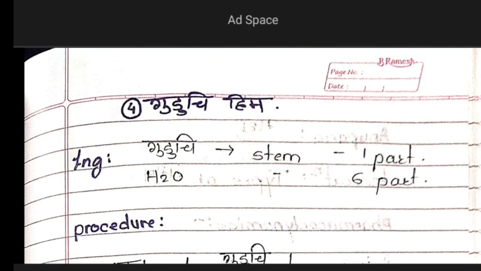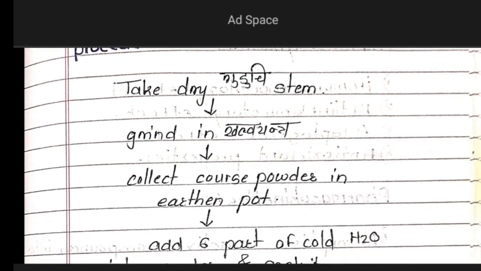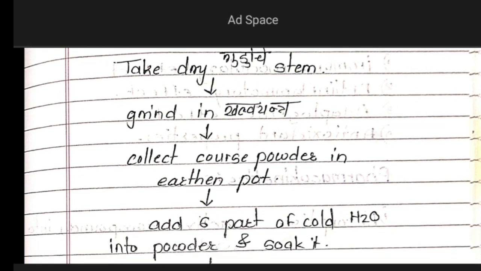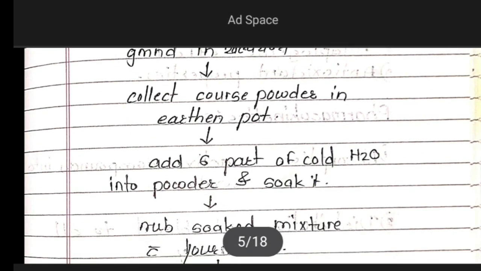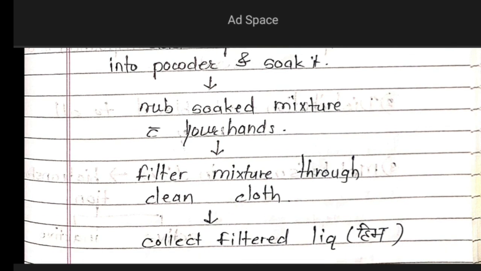Next, Guduchi Hima. Ingredients are Guduchi stem 1 part and water 6 parts. Procedure: take dry Guduchi stem, grind in khalva yantra, collect coarse powder in an earthen pot, add 6 parts of cold water into the powder and soak it. Rub the soaked mixture with your hands. Filter the mixture through clean cloth. Collect the filtered liquid. That filtered liquid is called Hima.